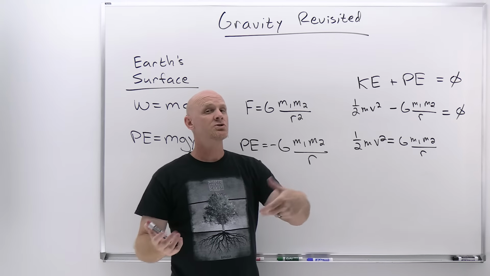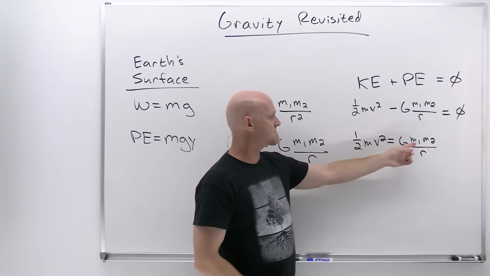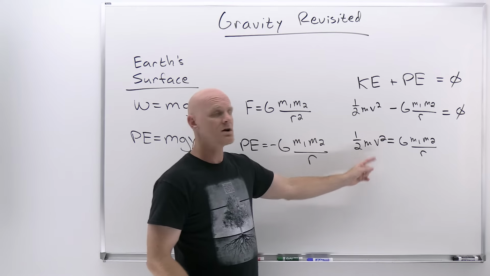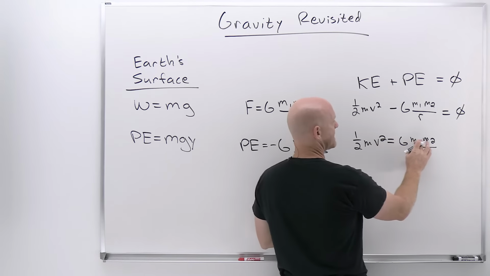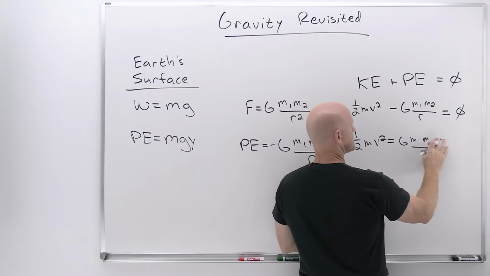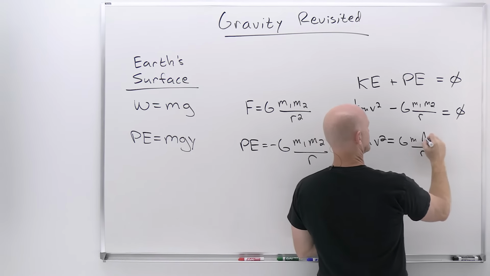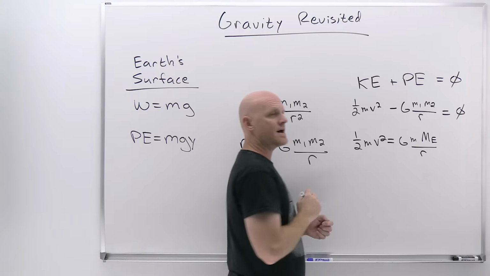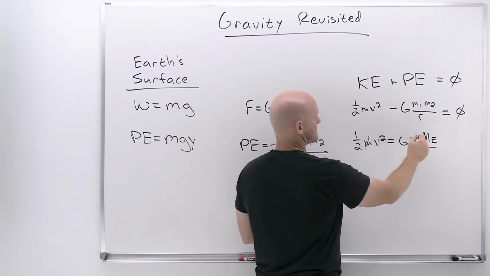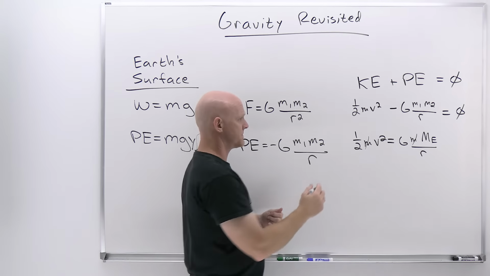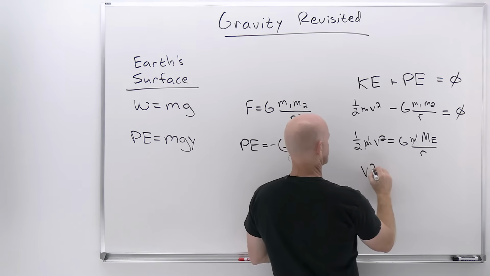In this case, let's say we're shooting this off the Earth. One of these masses is the same mass that's got kinetic energy, so I'm just going to call that m. And the other one is the mass of the Earth, which it's common to write with a capital M_E. But notice the mass of this projectile just falls out of the equation. So we're going to solve for v here.